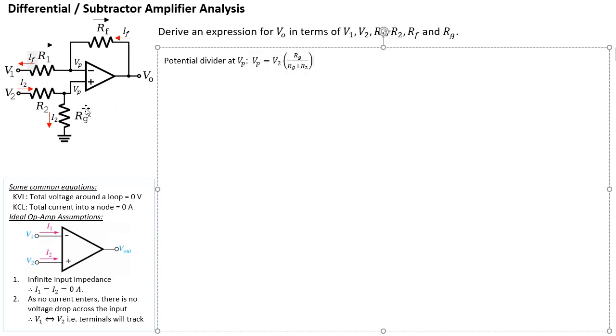Now the other equation is that we can write an equation for IF here.